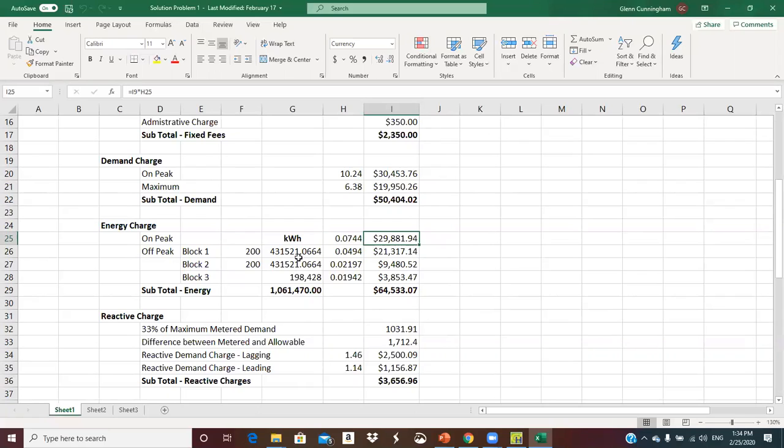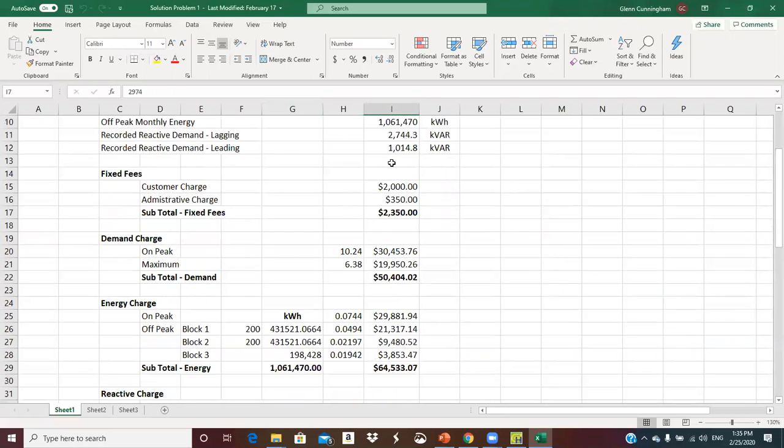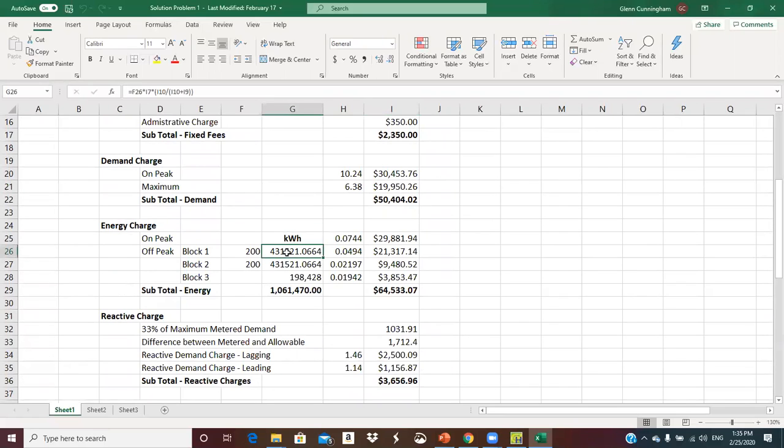Okay, now it gets to be a little more fun. So we have to calculate the block size. There's the arithmetic. It's hard to see, but it's F26, the 200 hours, times I7, no, I8, the on-peak demand. So 200 times 2,974. But we're not done, because then we got to do this ratio.